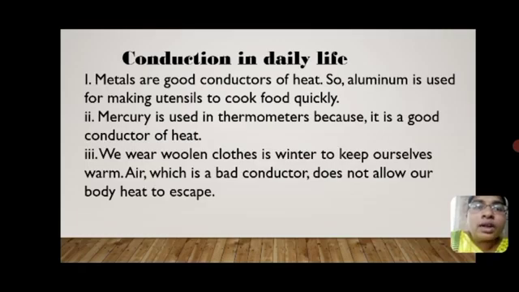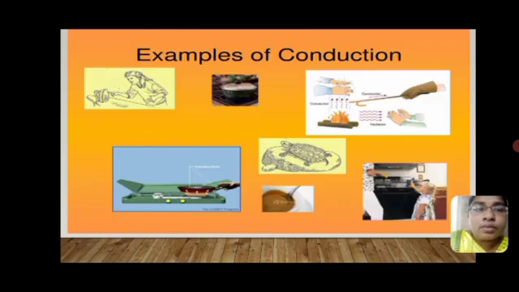Metals are good conductors of heat, so aluminum is used for making utensils to cook food quickly. Mercury is used in a thermometer because it is a good conductor of heat. We wear woolen clothes in winter to keep ourselves warm. Air, which is a bad conductor, does not allow our body heat to escape. These are examples of conduction.